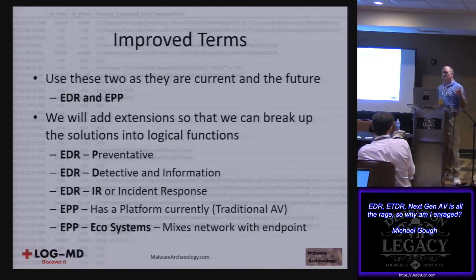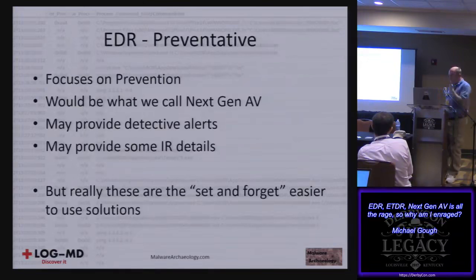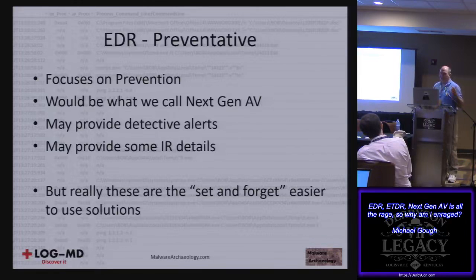These are basically the next-gen AV solutions, right? The primary purpose of them is to prevent. They're probably not going to give you a lot of details, but they're preventative. EDRD for detective and information, right? They're going to detect something happening, not necessarily provide you any kind of prevention, or very little, maybe known signature stuff, and they'll provide you some information. EDR-IR, the incident response stuff, okay? And then EPP, the AV plus randomly related stuff. And then EPP ecosystems, okay? This mixes network and endpoint stuff.